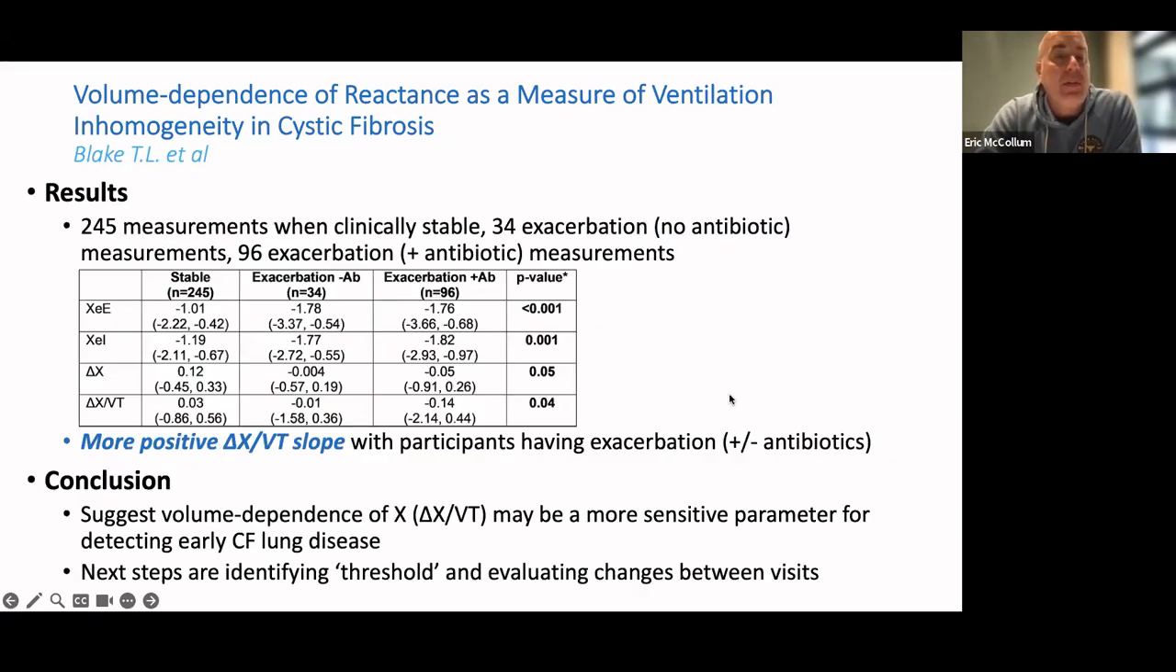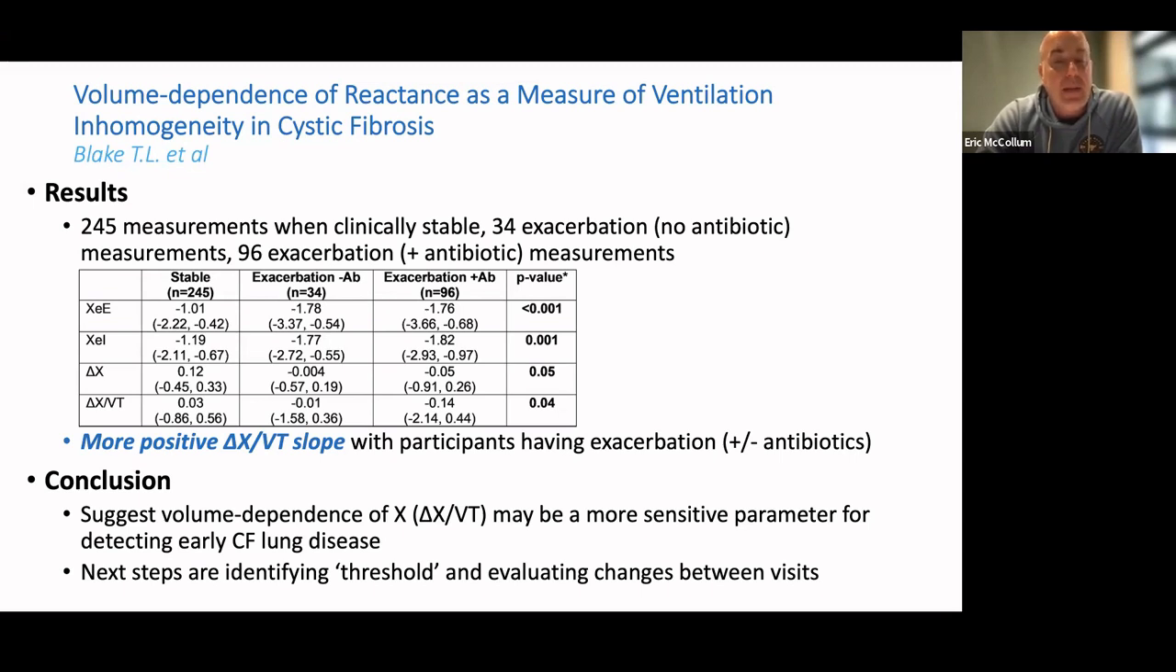So in terms of their results, they did a total of 245 measurements when clinically stable, 34 during an exacerbation without antibiotics, and 96 during an exacerbation with antibiotics. And you can see those 3 columns presented here in the table. And then again, those same parameters are used in the far left column, with the parameter of interest really being that last parameter, the delta X over VT.